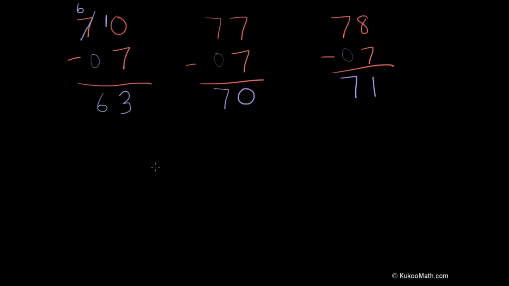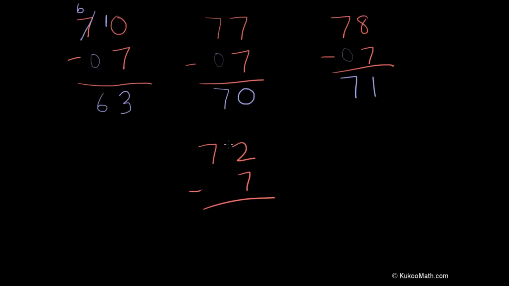Let's try one last problem. 72 minus 7 is equal to what? Let's first look at the ones column. This is telling us to do 2 minus 7. We can't do that, so let's try using borrowing.